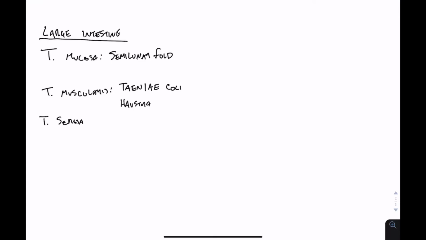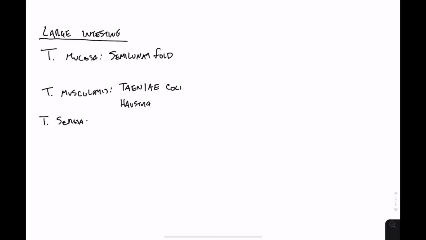These are kind of remnants of the peristalsis. So there are these little pouches of the large intestine. That's what haustra is, just little pouches, and it's in that tunica muscularis due to the muscle contractions.